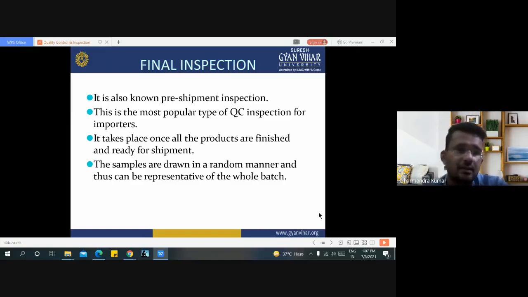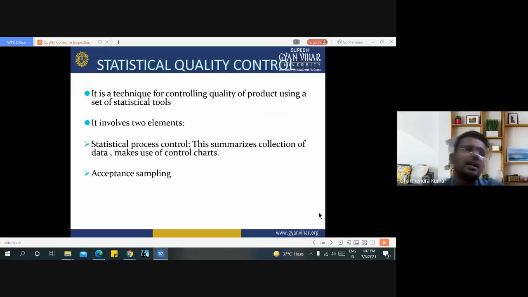If we do random sampling, then the overall quality of all samples depends on only one sample. Here it is statistical quality control. It is a technique for controlling the quality of a product using a set of statistical tools. It involves two elements: statistical process control, which summarizes collected data and makes use of control charts, and acceptance sampling.